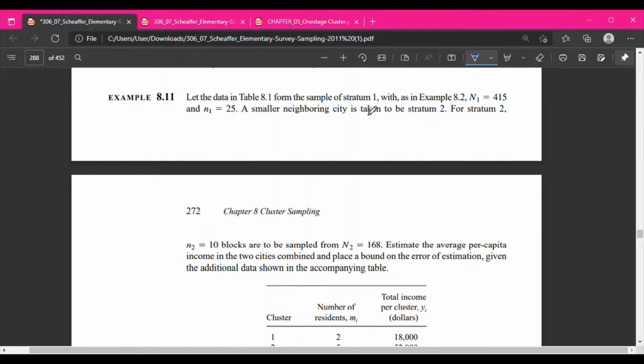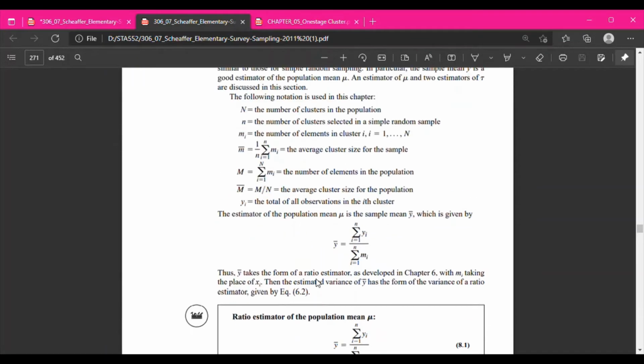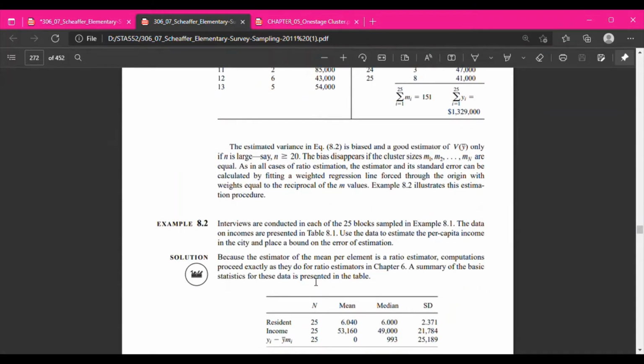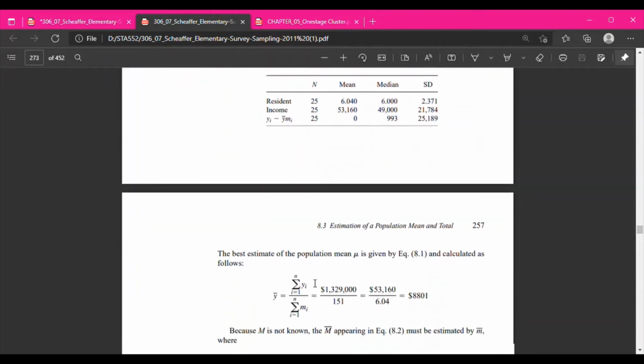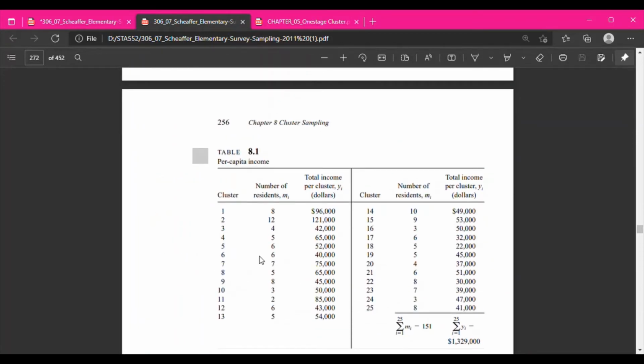So for example from example 8.2 earlier, table 8.1 here, let's say this is the first stratum. In this first stratum there are clusters. We have 25 clusters selected. Actually there are altogether 415 clusters. We have 415 clusters, and then the selected clusters are 25. Capital N is 415 and the selected clusters are 25.